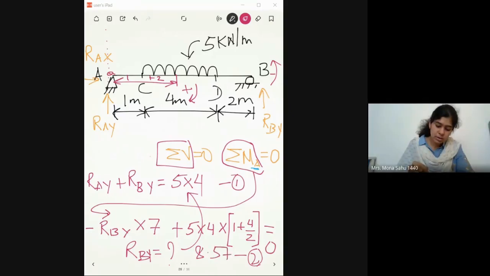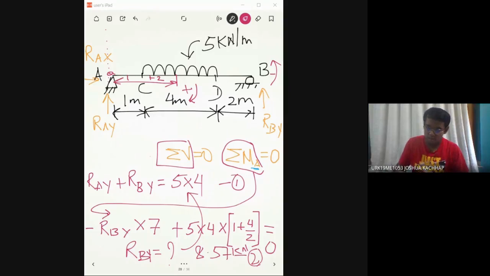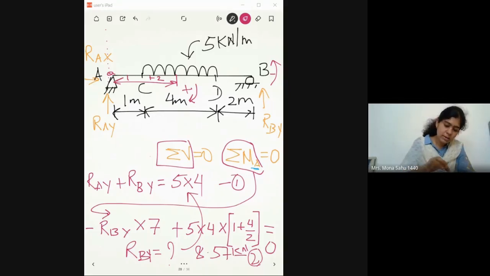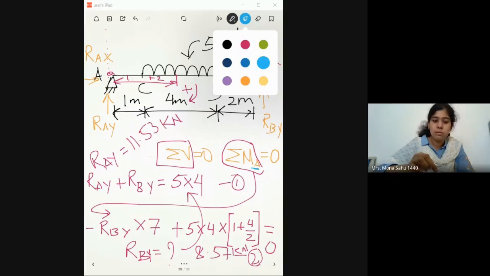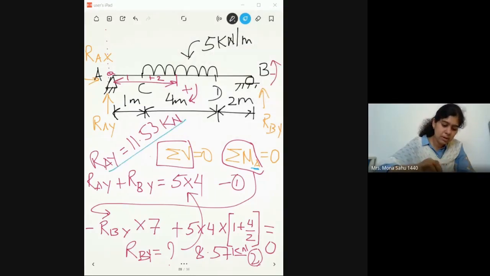8.57. Guys, the unit is kilonewton. Okay. And RAY is equal to 11.53 kilonewton. Miss, RAY is 11.42. Yeah, it's okay. It's pretty close. No problem.